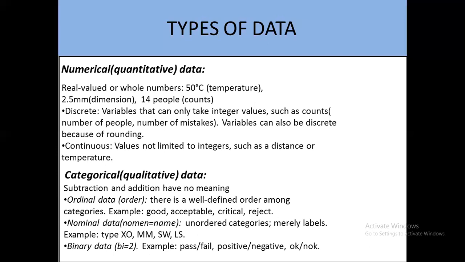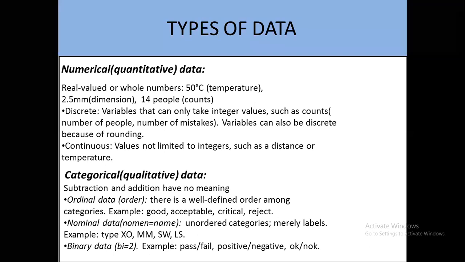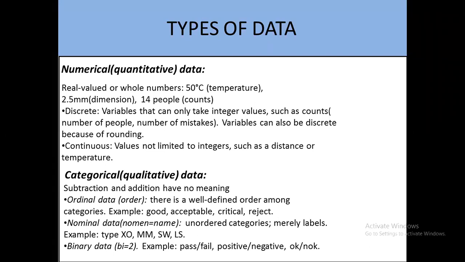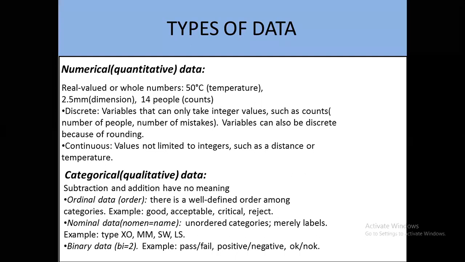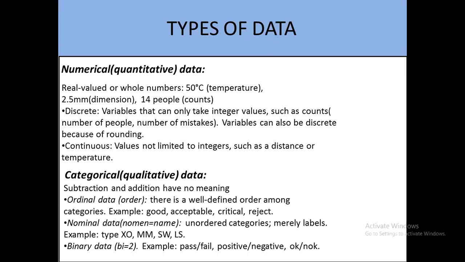They are basically alphabetic. We have three types of this kind of data. One is ordinal. Ordinal data comes from the word order. This kind of categorical data is well defined. For example, we have good, acceptable. For instance, good, bad, worse. If you want to put it in order, I would say good, then bad, then worst. You can order them, like first, second, third. This is an example of ordinal data because we can put them in order.